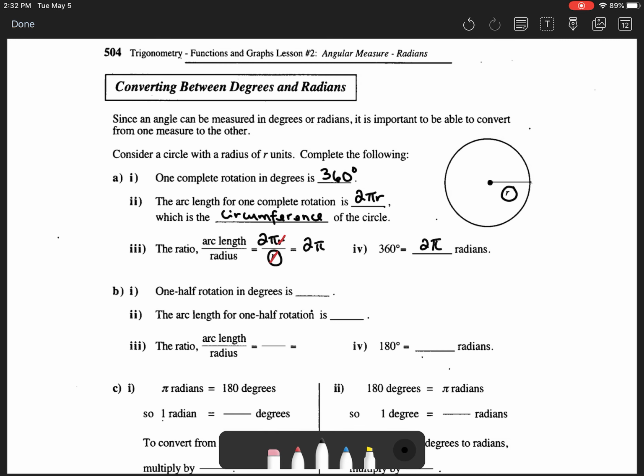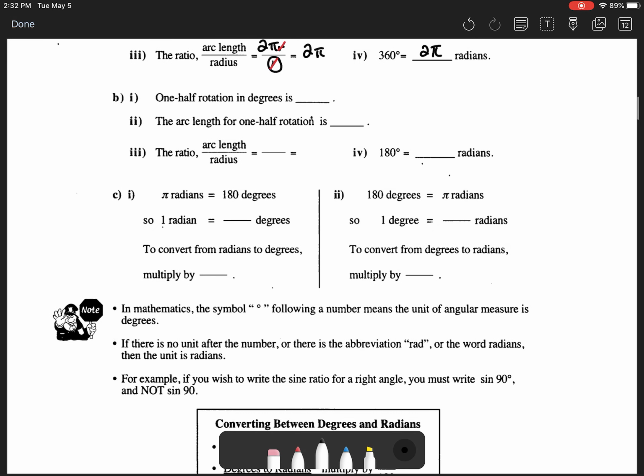So when you think 360 degrees, you can also think 2 pi radians. They are equivalent. Now, let's talk about half a rotation. So going halfway around a circle. Halfway around a circle in degrees would be 180 degrees, right? That's half of 360 degrees. The arc length for half a rotation would be what? Pi r. So how do I get that? Well, I know that 2 pi r is all the way around a circle. I want half of that, so I'm left with pi r.